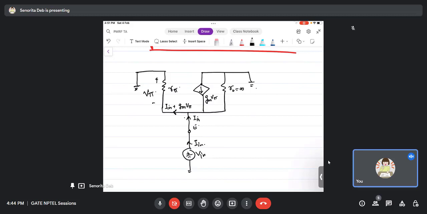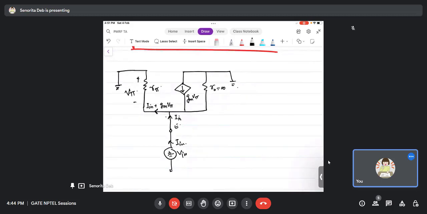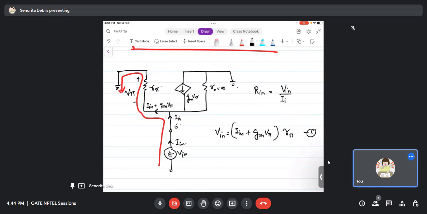Now put a KVL from here to this ground. So what is the KVL equation? Vin equals Iin plus gm V pi, into r pi. This is my first equation, right? Now you see in this there are three unknowns: Vin, Iin and V pi. But you need to find Rin, which is Vin by Iin. So in this equation you have to omit V pi.